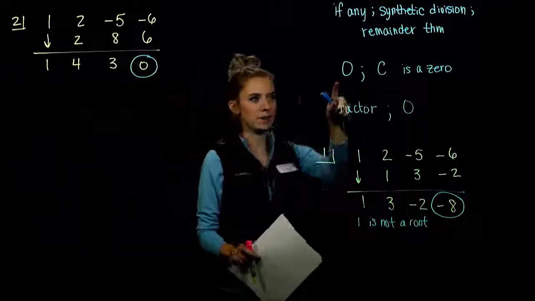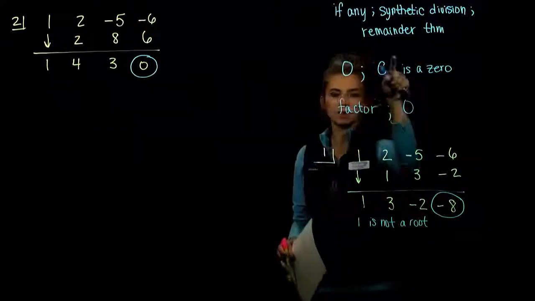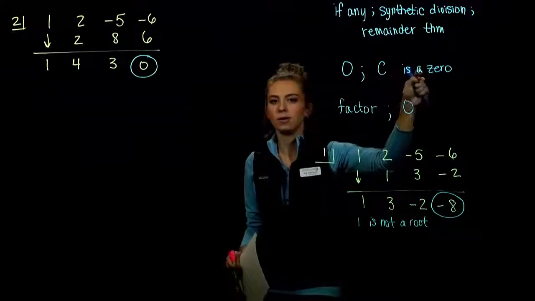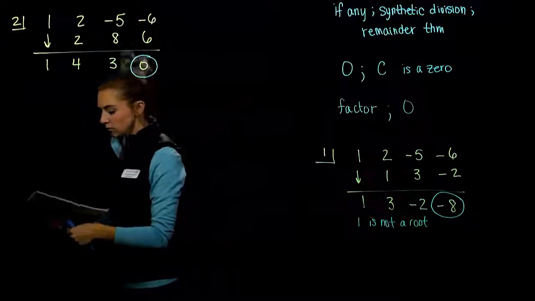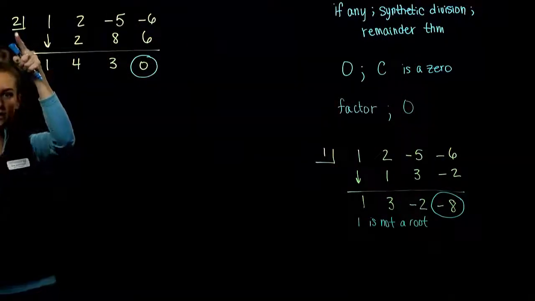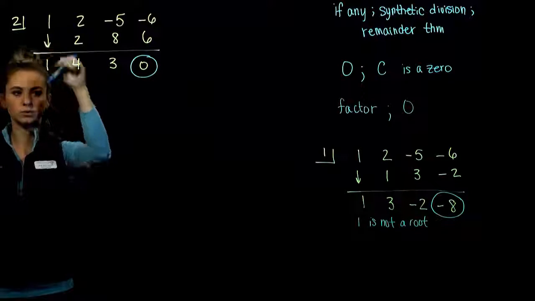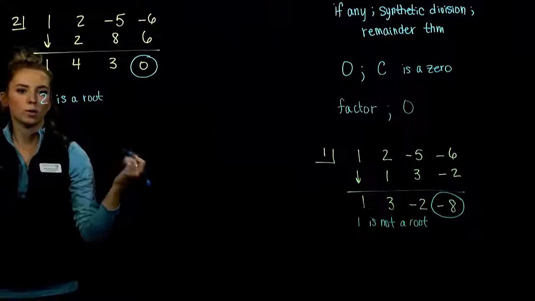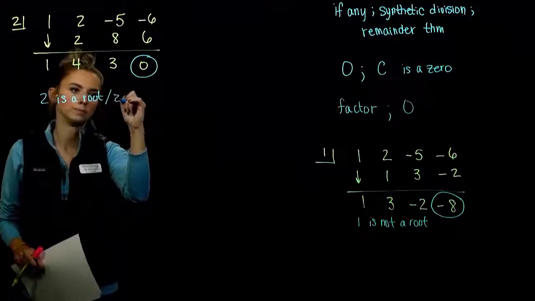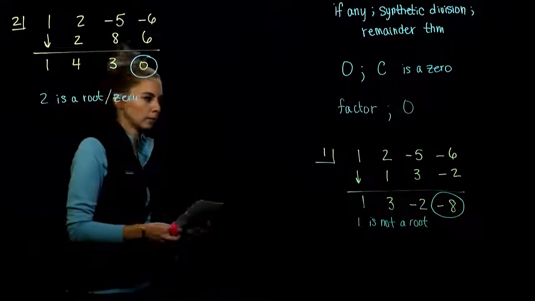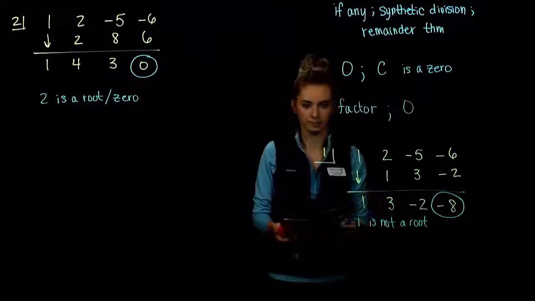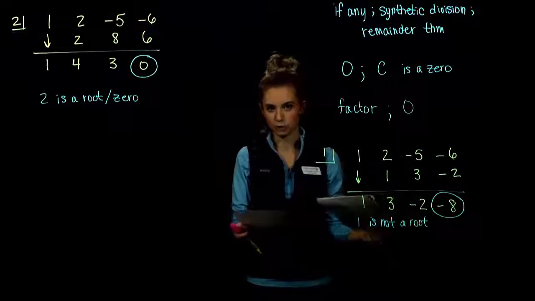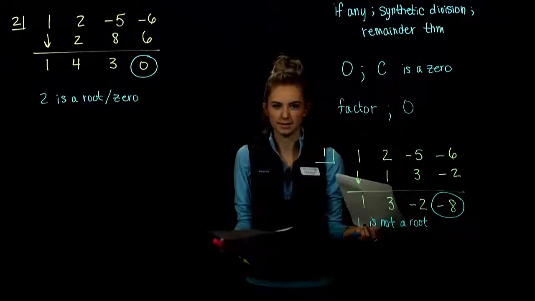Since we have a remainder of 0 at the end, we know that that c value is a rational 0 of that polynomial. So what does that tell us? What constant were we looking at? Positive 2. So we know that 2 is a root or a 0. They're kind of interchangeable. So we found one of them. And we had how many possible? 8 of them. So we found one. How do we know when to stop?